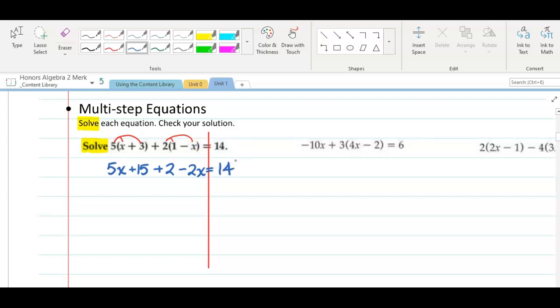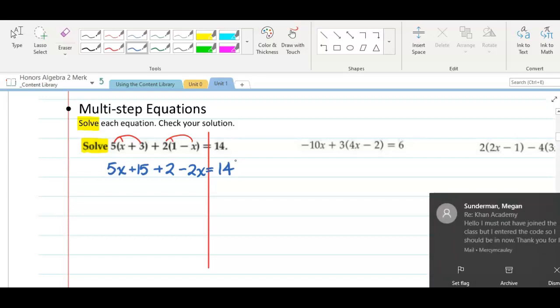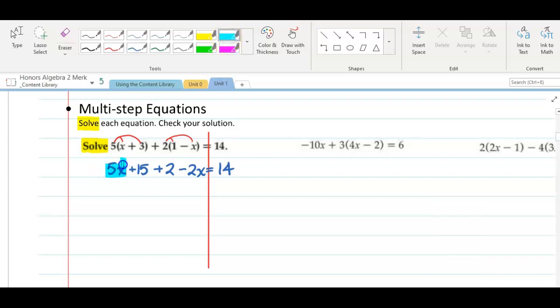Now, we need to clean things up a little bit. We have many terms on the left, but we could combine the like terms. You might notice that 5x take away 2x gives me 3x. And then 15 and 2 are like, they're just constant numbers. We can add them together and get 17.